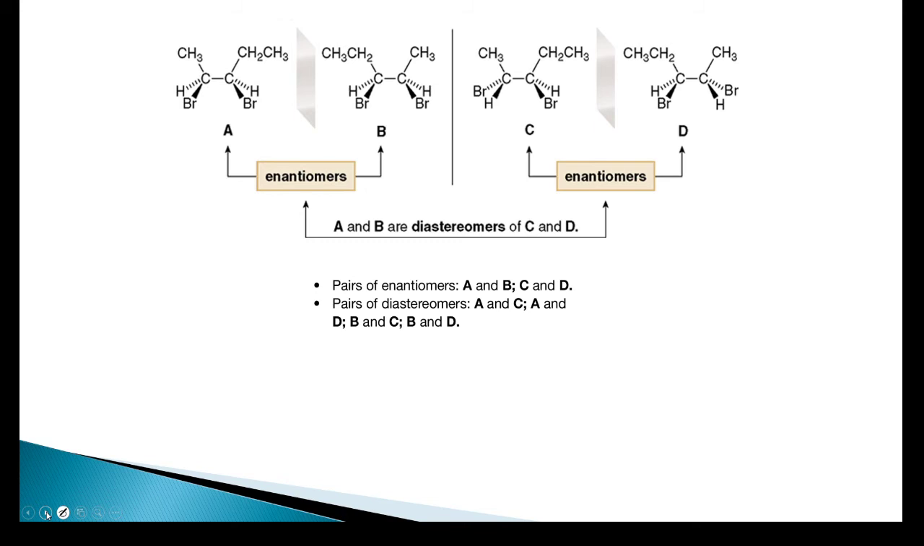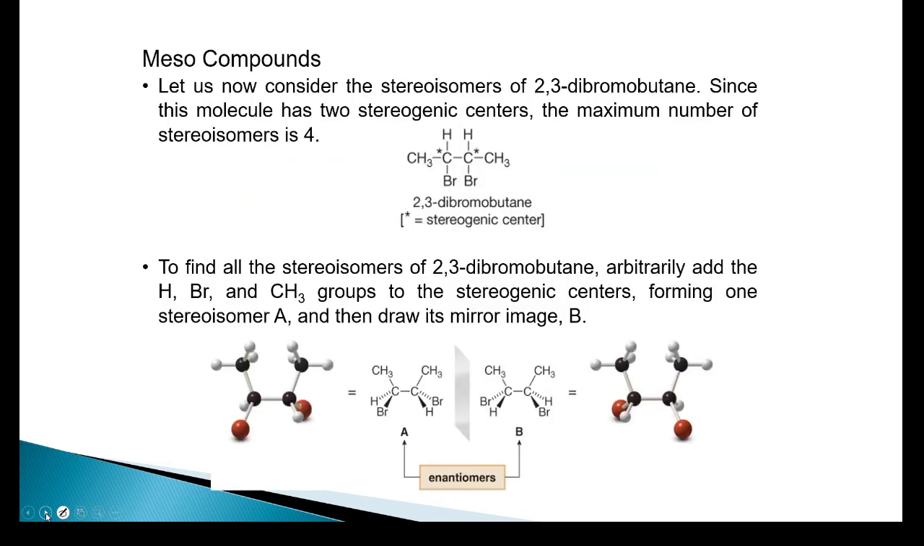Enantiomers, mirror images that are not superimposable. Diastereomers, isomers that are not mirror images of each other. Stereoisomers that are not mirror images. This would have an RS notation. This would have an RS. This would have an RS. This would have an RS. Okay.